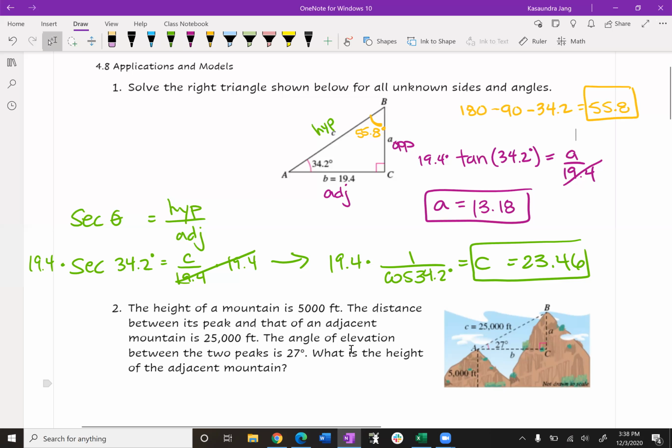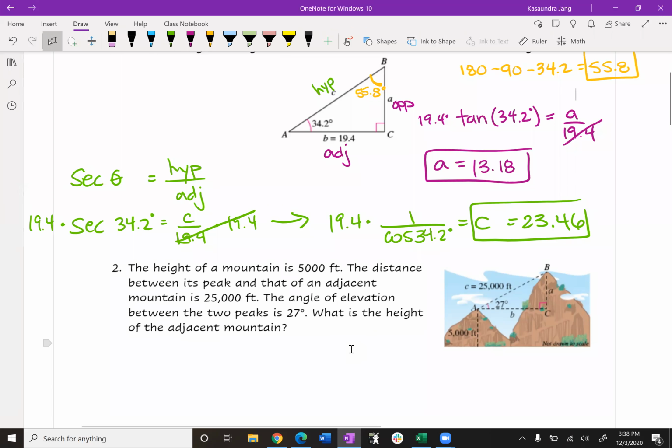All right, so let's look at one of the word problems. For number 2 here, the height of a mountain is 5,000 feet. The distance between its peak and that of an adjacent mountain is 25,000 feet. The angle of elevation between the two peaks is 27 degrees. So what's the height of the adjacent mountain?